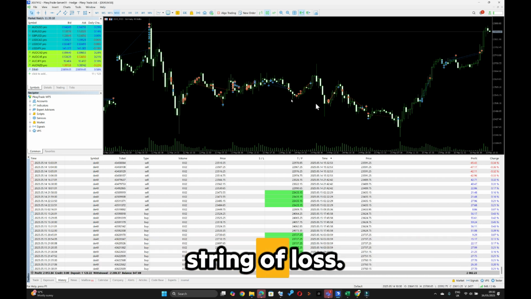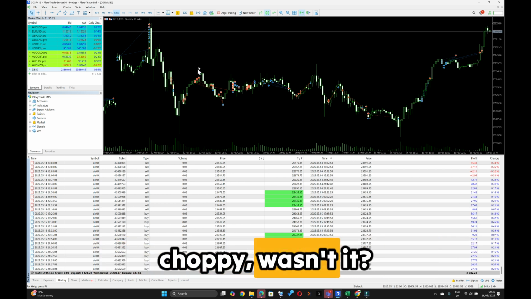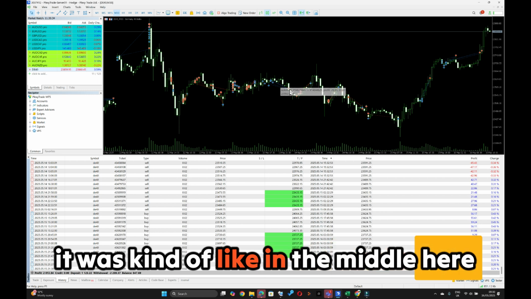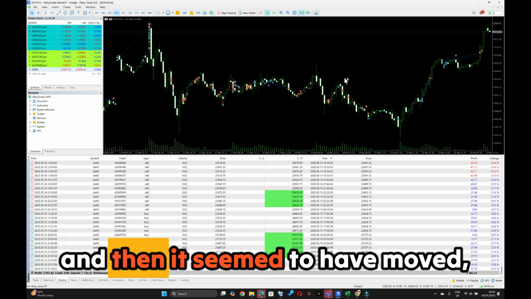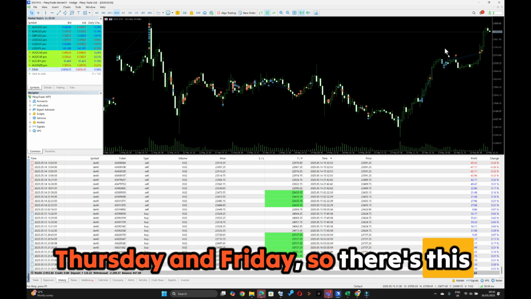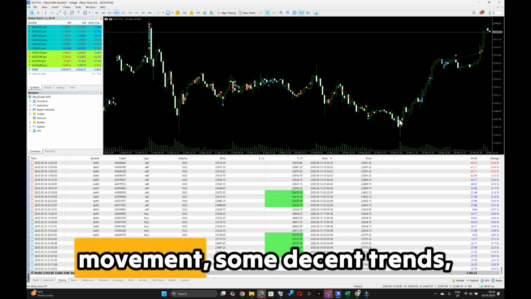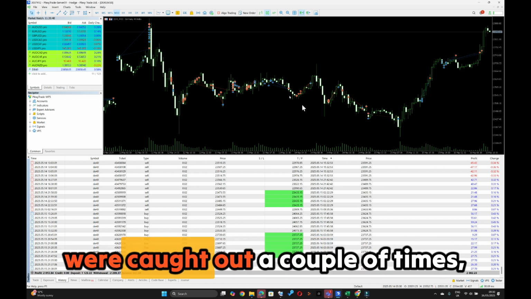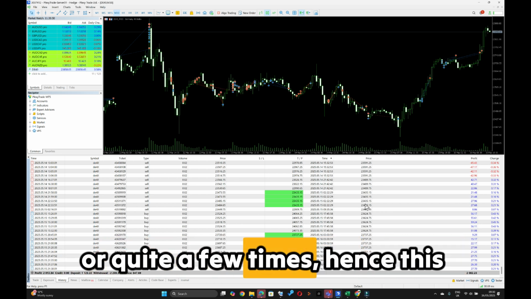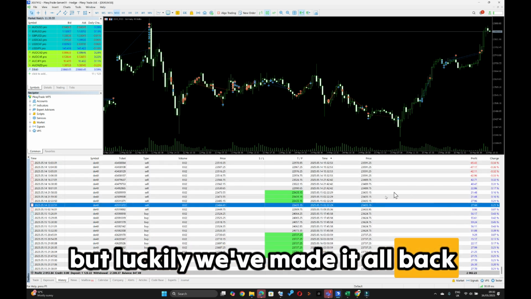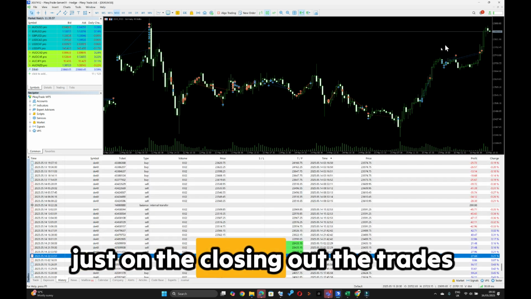And then I had this string of losses. You can see here that it was choppy, wasn't it? It was moving up and down, and I actually noticed the big MA was kind of in the middle here, and when it's in the middle it's choppy, and then it seemed to have moved. So once we moved on Thursday and Friday, there was this big movement, and now that we've got some decent trends, we didn't get caught out. We were caught out a couple of times, or quite a few times, hence this string of losses here. But luckily, we've made it all back just on closing out the trades today.